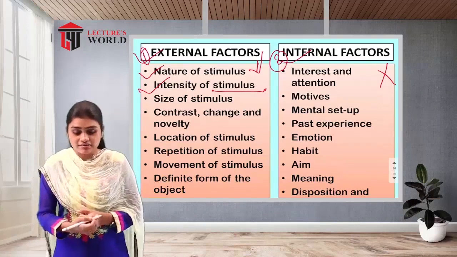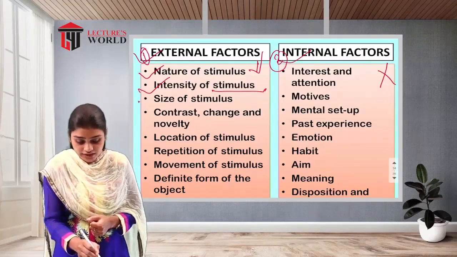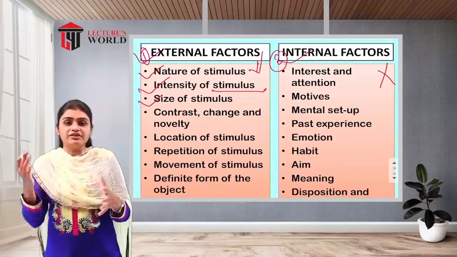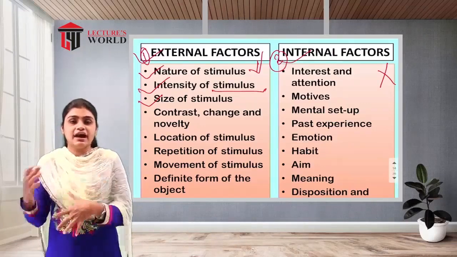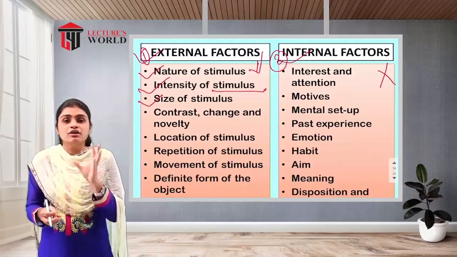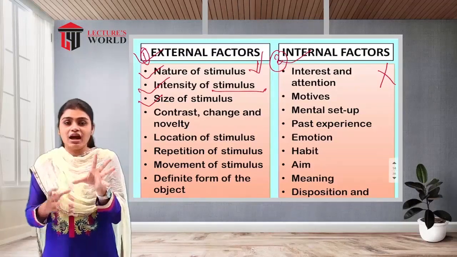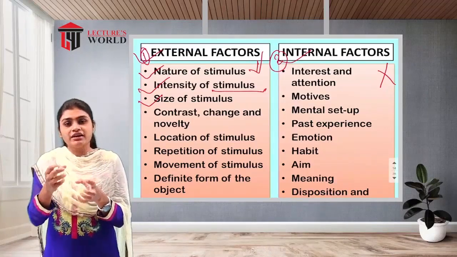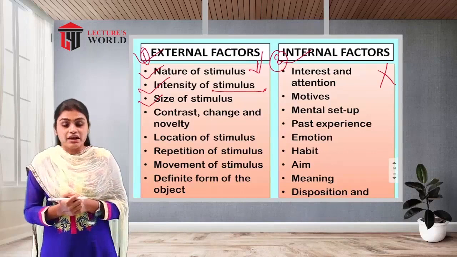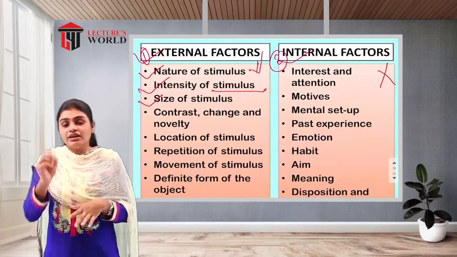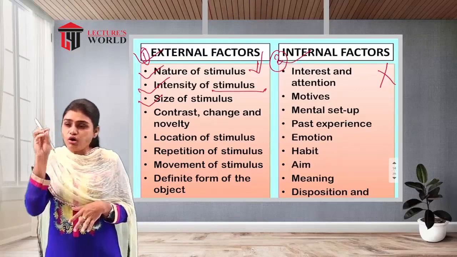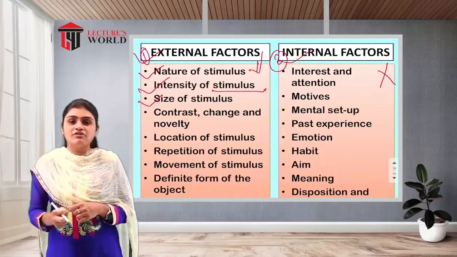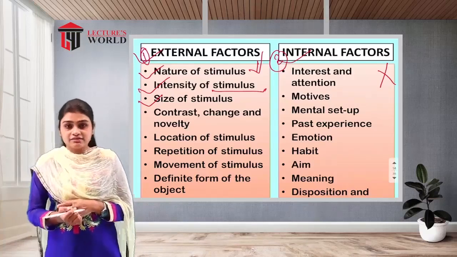After that, the next external factor we have is size of stimulus. We have different types of sizes: small, medium and large. If we compare all the sizes, large things or large stimuli are going to achieve our attention very quickly. So that is the size of stimulus. At the same time, if there is a large background and a very small thing is drawn on it, then that small thing is also going to achieve our attention very quickly. So that is the size of stimuli.